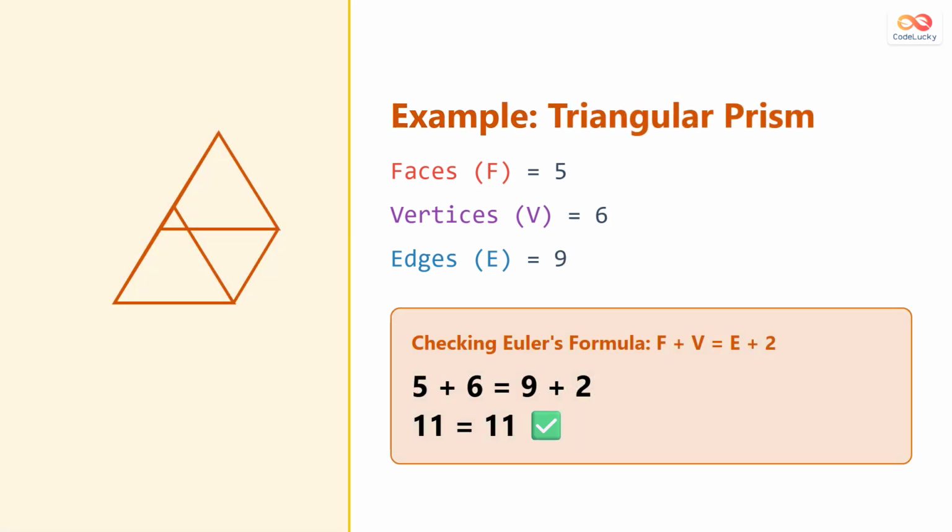Now let's try a triangular prism. It has 5 faces, 6 vertices, and 9 edges. 5 plus 6 equals 11, and 9 plus 2 also equals 11. The math is correct.